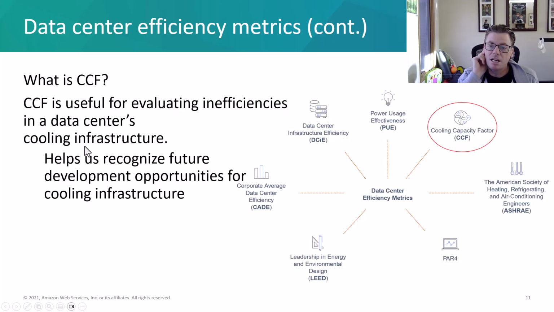All right, CCF, which is our cooling capacity factor. This is going to look at our inefficiencies in the cooling infrastructure, which will help us figure out where we can find an opportunity to become more efficient. Usually when we hear "become more efficient," it usually equals spend less money, right? Save money as a result of becoming more efficient.